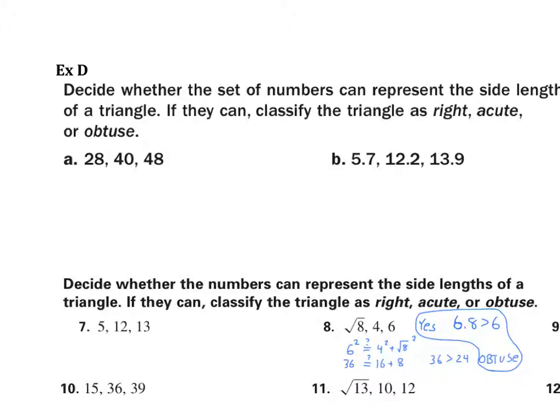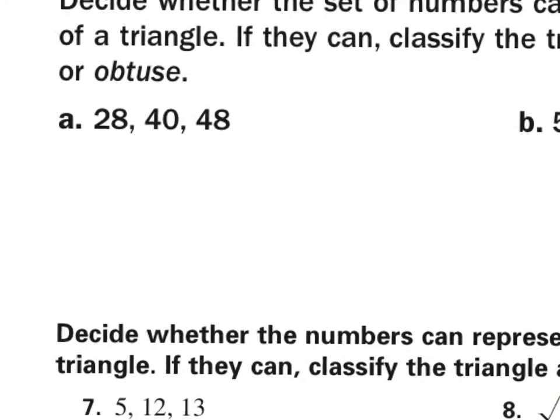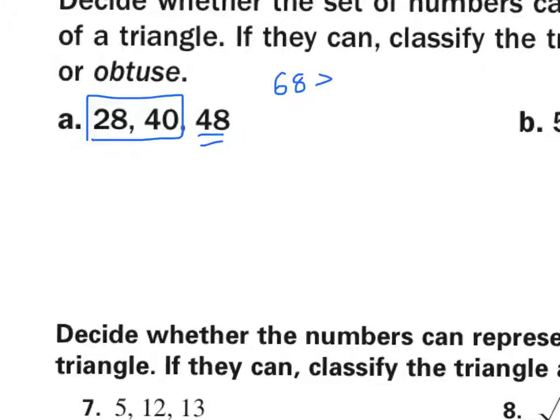The next thing we want to check is figuring out what type of triangle we do indeed have. So first off, we're going to decide if the set of numbers can represent the side lengths of a triangle. So can this form a triangle? And if so, what type of triangle is it? So there are two aspects to our problem. So the first thing to do is add the two smaller sides, which here I get 68, and clearly that's bigger than 48. The only thing this tells me is that yes, it is a triangle.